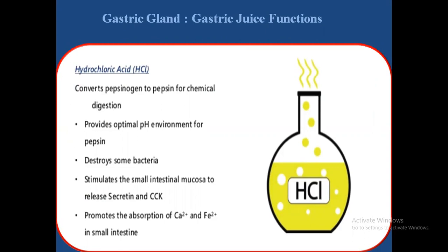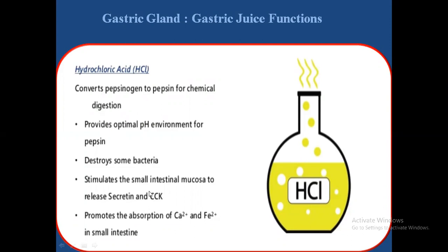The pH of HCl is generally 0 to 1. Mostly HCl is useful for the conversion of pepsinogen to pepsin, and it also destroys bacteria, and it maintains the low pH environment in the stomach, and it stimulates some substances like secretin and cholecystokinin.